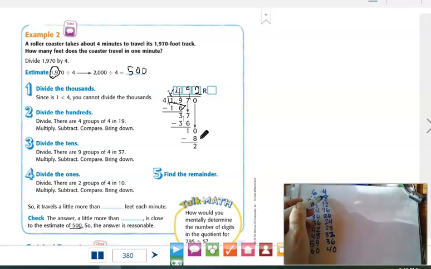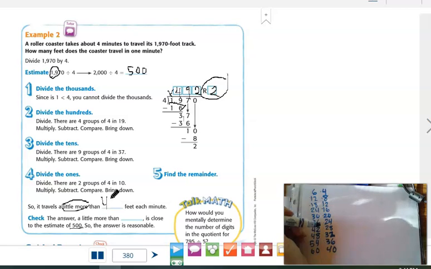2 times 4 is 8. 10 minus 8 is 2, so my remainder is 2. So it travels a little more, and it says a little more here because of the remainder. A little more than 492 feet each minute.